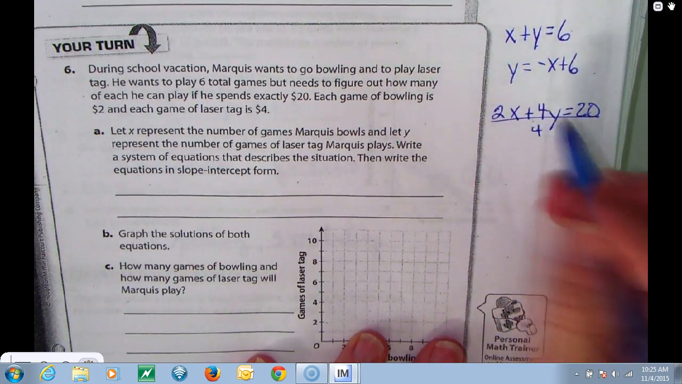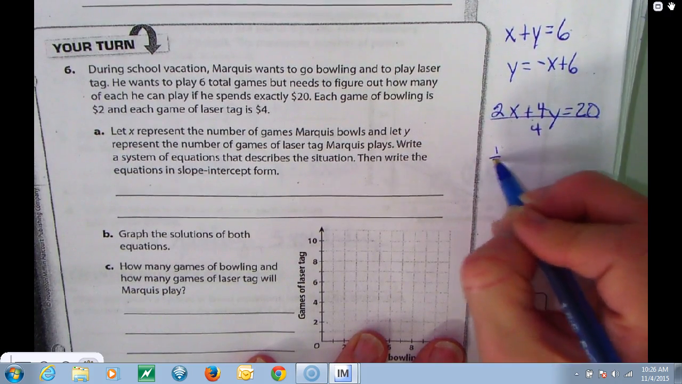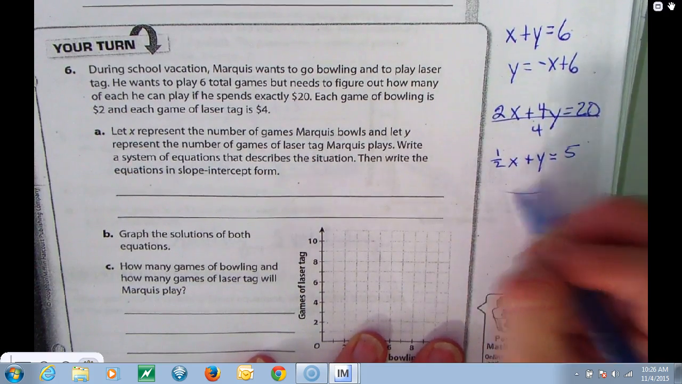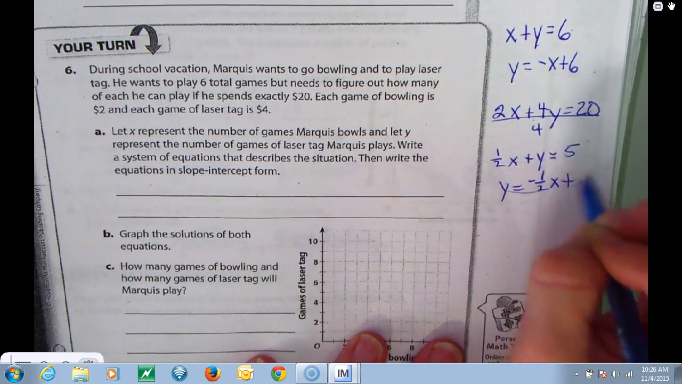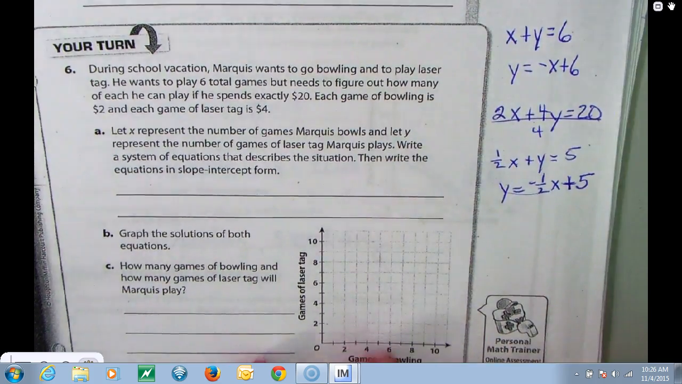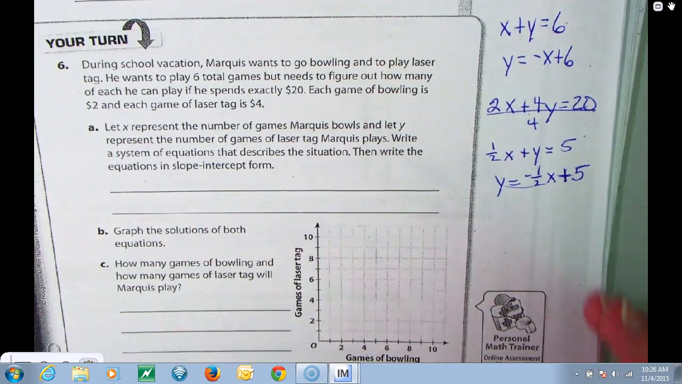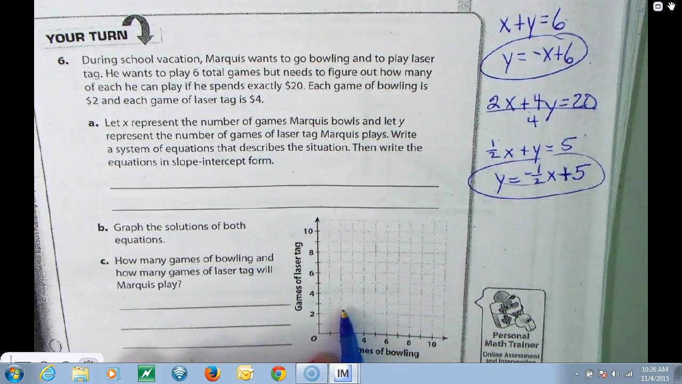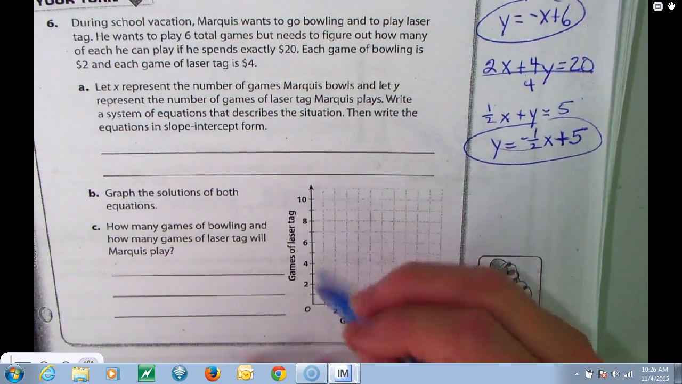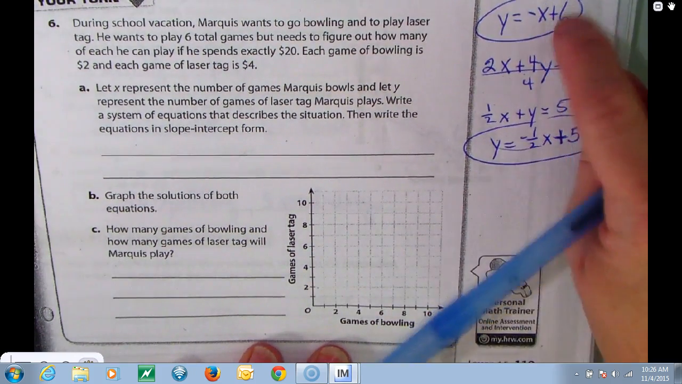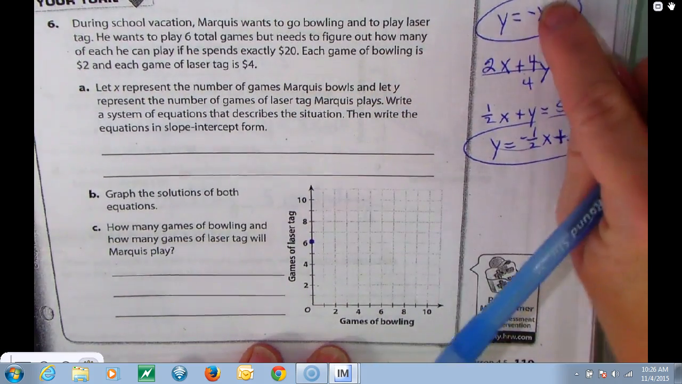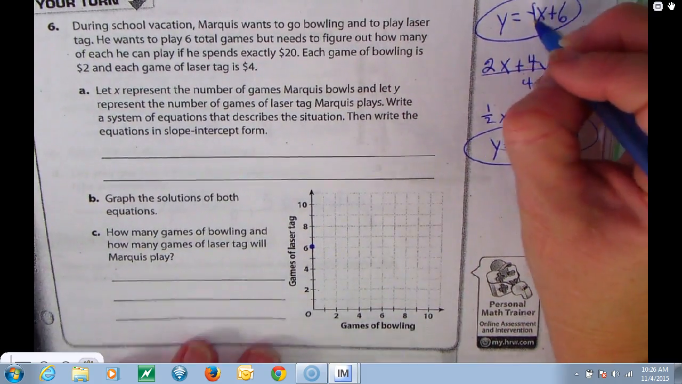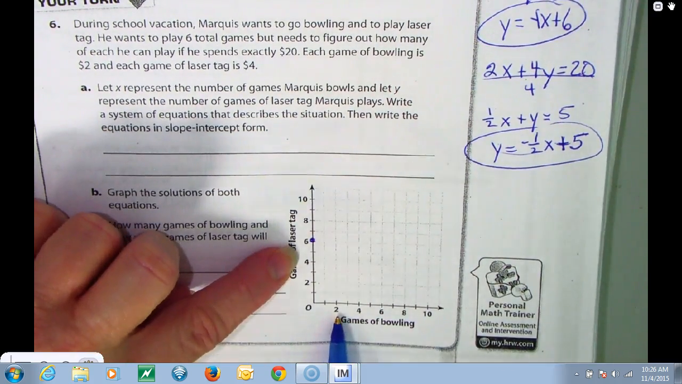So that's going to be, I'm dividing everything by 4. So 1/2 x plus y equals 5. I'm going to move that over. So negative 1/2 x plus 5. Y'all don't have to learn to do that. At the end of the year, I'm going to teach you, but after the test. Okay, so now let's go graph both of those. Where are we going to start for this one? At 6. The slope is what? Negative 1.